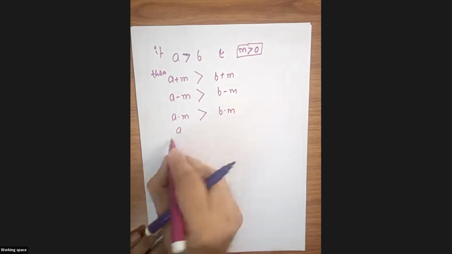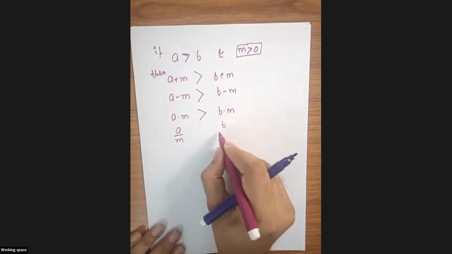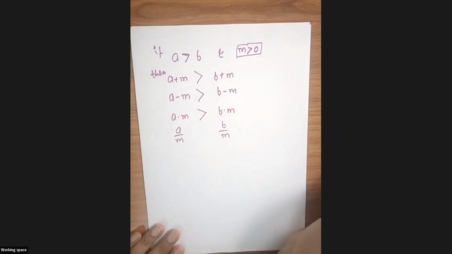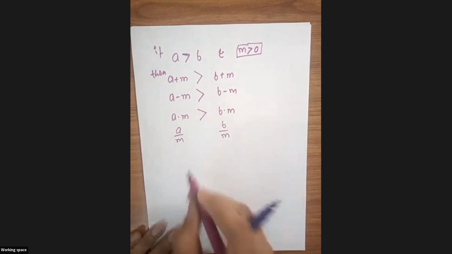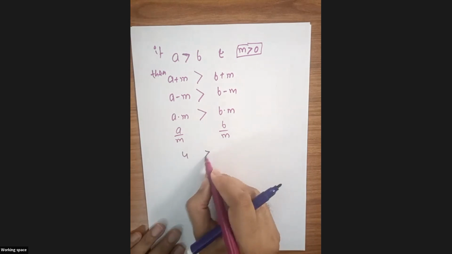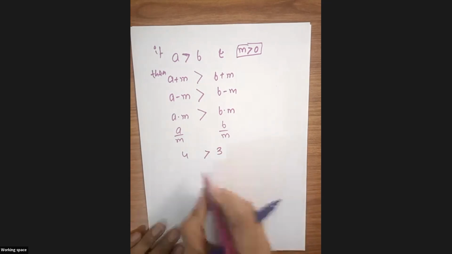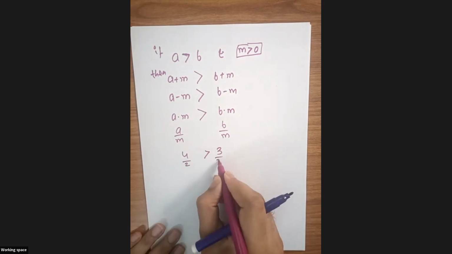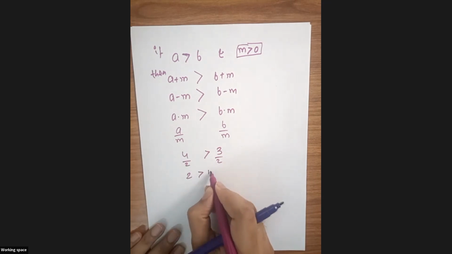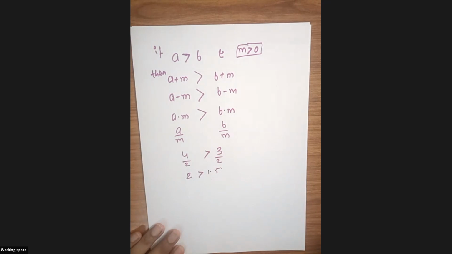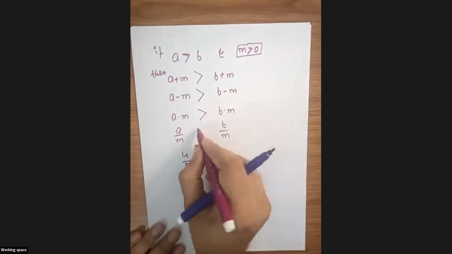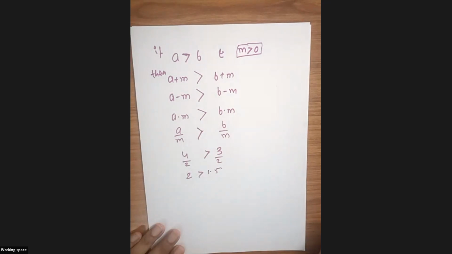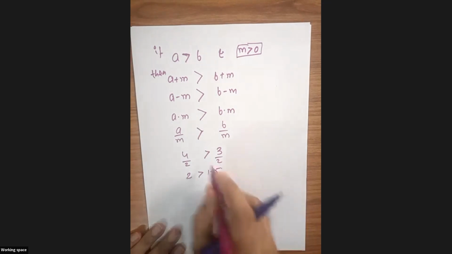Similarly, if you divide M on both sides, will it change? It won't. Okay, so we take some example. 4 is greater than 3. Divided by 2. तो हो जाएगा 2 greater than 1.5. It won't. Sense of inequality will not change. ठीक है?